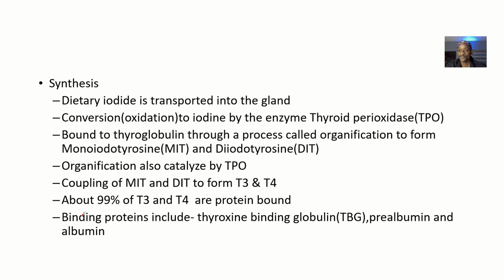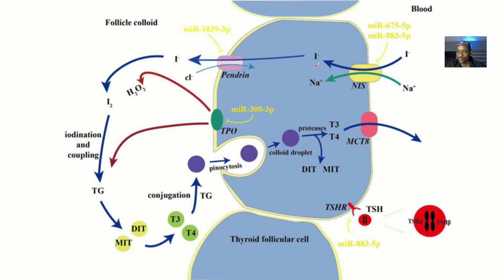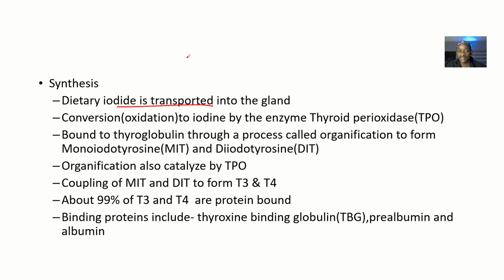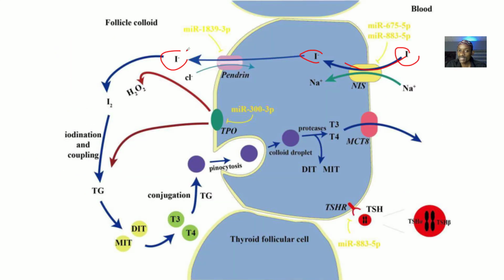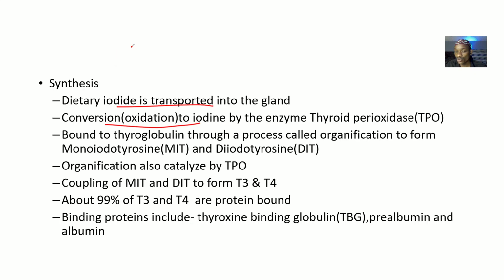So first of all, you eat food that contains what? Iodine, or iodide, sorry. Now, dietary iodide is transported into the gland. This is iodide. To move into the gland, this is iodide, this is iodide. Hope you have followed to that point. Next, there will be conversion or oxidation of this iodide to iodine by the enzyme known as thyroid peroxidase. Now, this iodide will be converted to what? Iodine. And the enzyme right here is thyroid peroxidase, though not labeled.